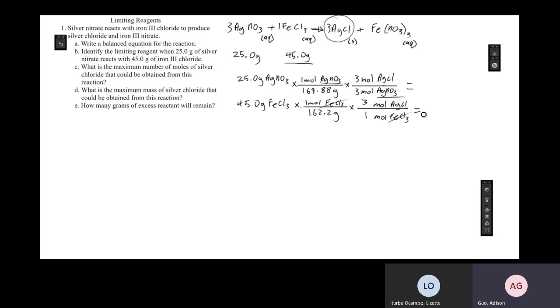Times 3 divided by 3. This should be 0.1472 moles of silver chloride. And this one should be 45 divided by 162.2 times 3. Did I get that right? 45 divided by 162.2 times 3. Okay, so that's what I got. So that's 0.8323.